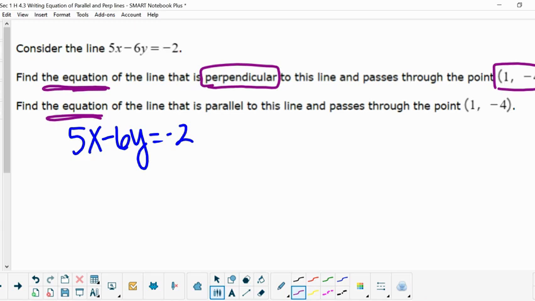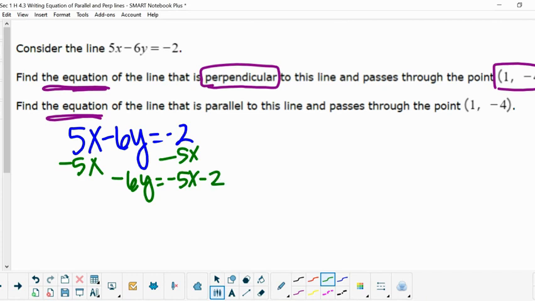No, your equation has to be in slope-intercept form, y equals mx plus b, so we're going to have to solve it. Marley, what would you do first to get the y by itself? Good, minus your 5x, yes. Gotta get that y by itself. Don't forget the negative that's on the 6.